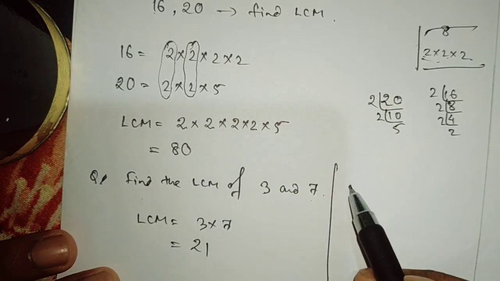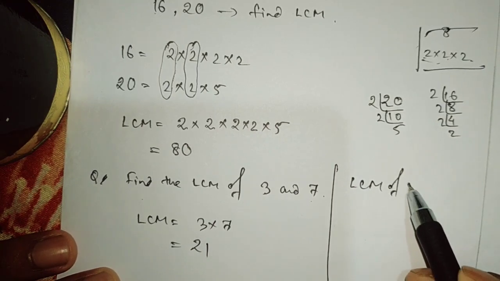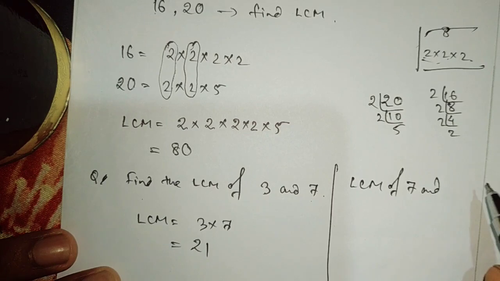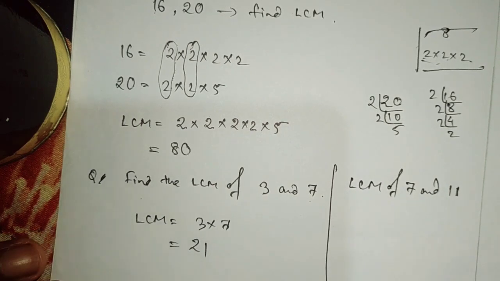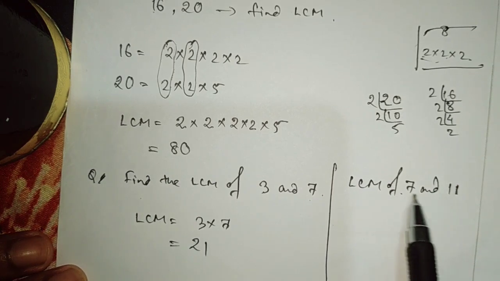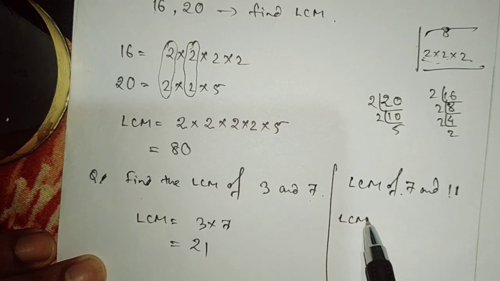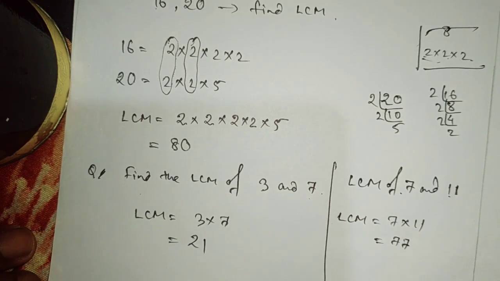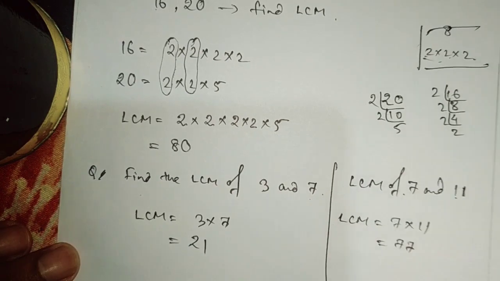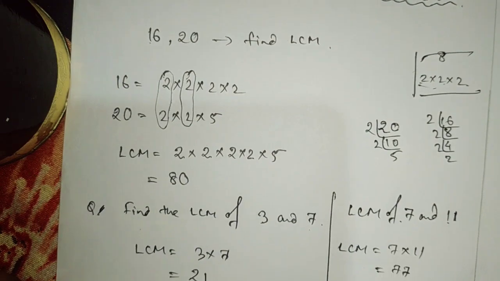Can you say what is the LCM of say 7 and 11? Just quickly, 7 and 11 both are what? Prime numbers, so their LCM will be 7 into 11, that is 77. Okay, understood this method? What was the method? The method is prime factorization method.